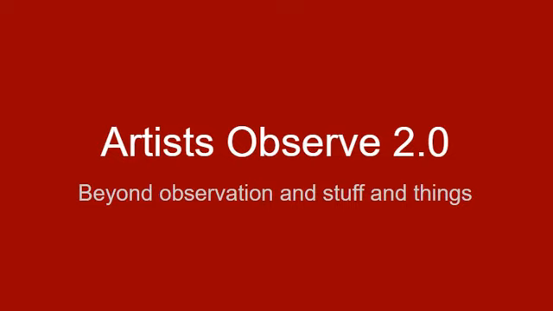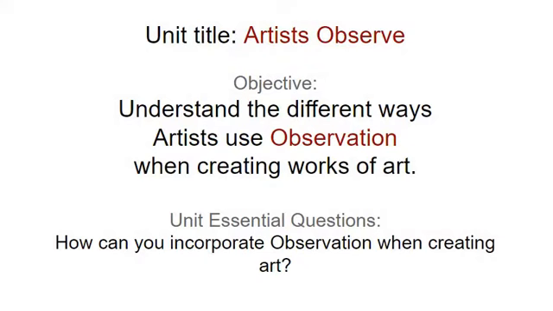All right, my little art friends, this week's unit is Artists Observe 2.0, Beyond Observation. Let's get right into it. You've done observation before, possibly when you did the object with the 9 in Art 1, and that's cool. We're just going to take it to the next level. We're going to understand the different ways artists use observation when creating works of art, and I'm going to ask you, how can you incorporate observation when creating art?